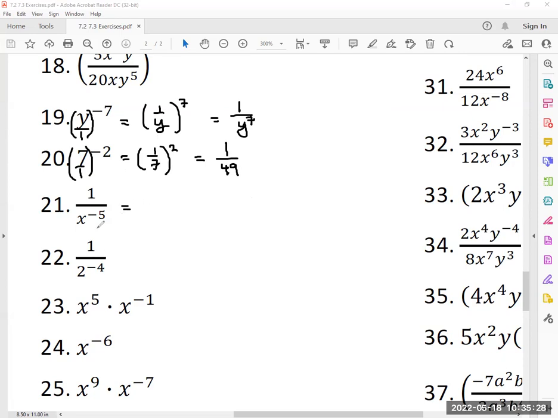Oh no, I have a negative exponent in the denominator. What happens to that base? Where does it go? Hint, it's in the denominator right now.